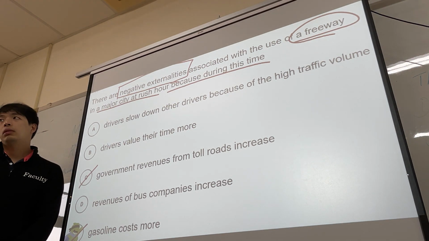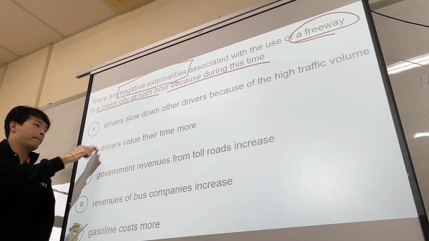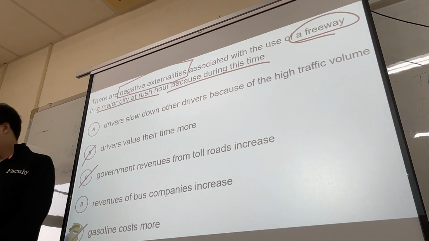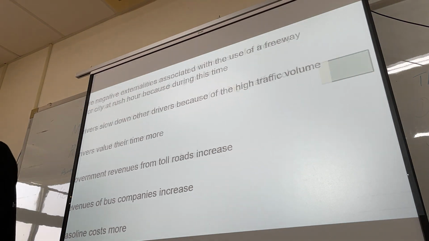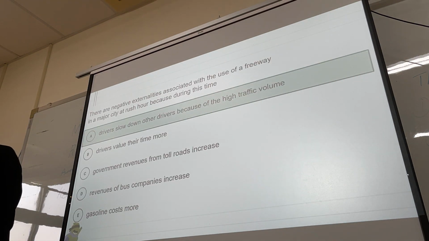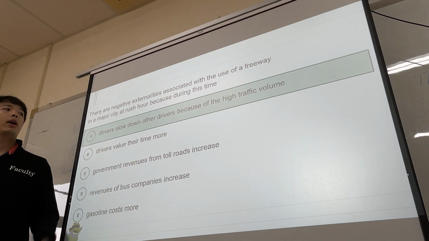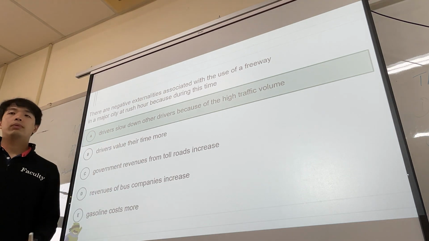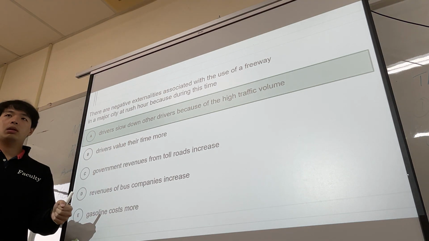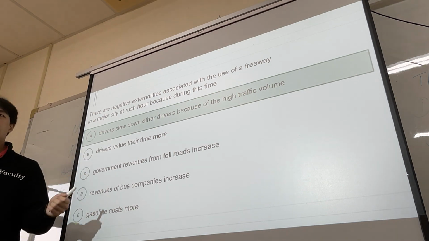Okay. B. Driver value their time more. 我觉得是A. 很明显是A. Why? Guys, drivers slow down other drivers because of a high traffic volume. First thing first, you didn't pay. High traffic volume. 为什么会塞车 right？ 太多车了 too many cars, right? So that's why they slow down.